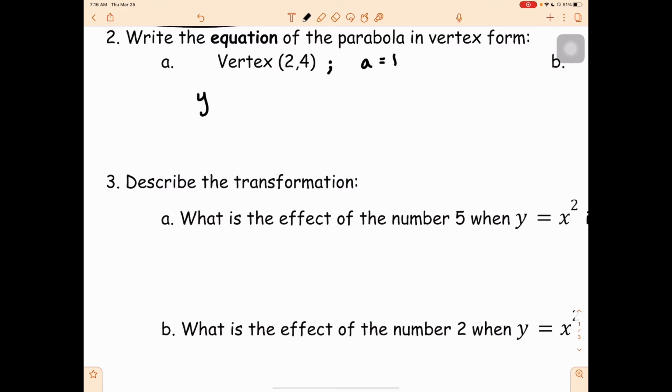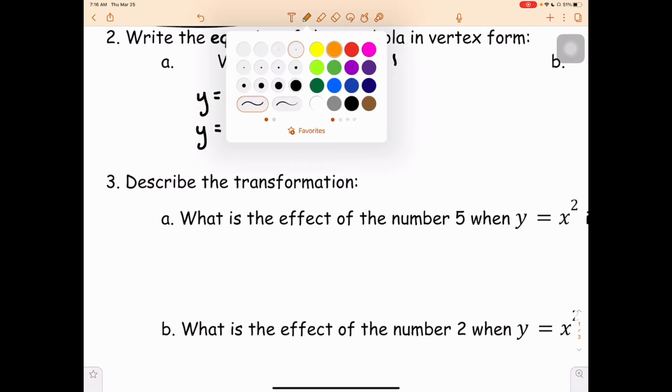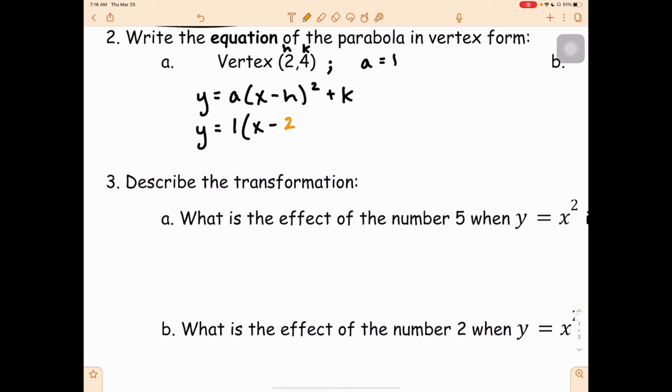So vertex form is y equals a times x minus h squared plus k. Well, the vertex, 2 is the h, 4 is the k. So now if I were to plug this in, and I'm assuming a is just 1, well, my h is 2, okay?